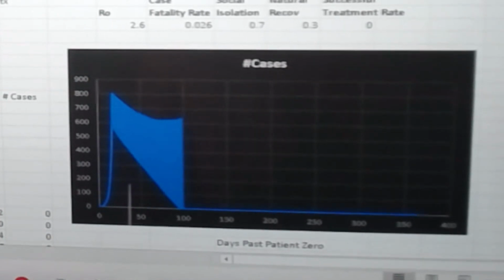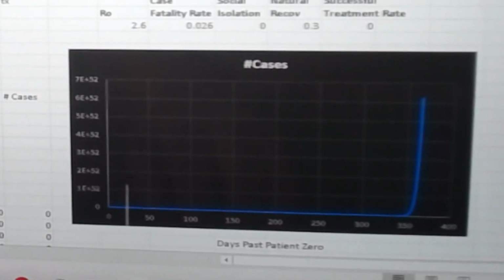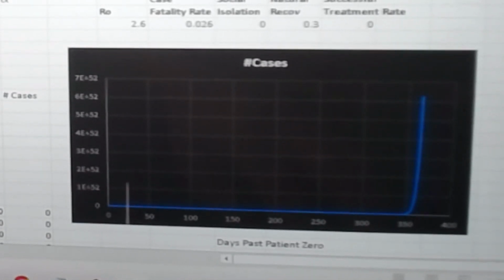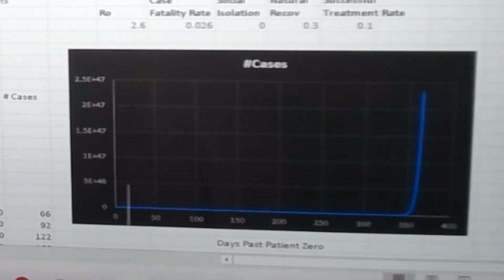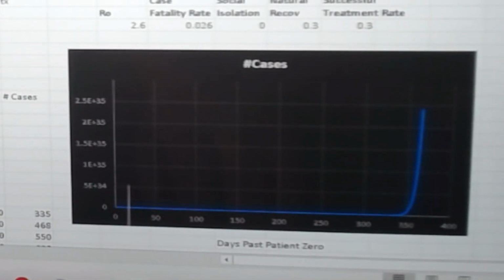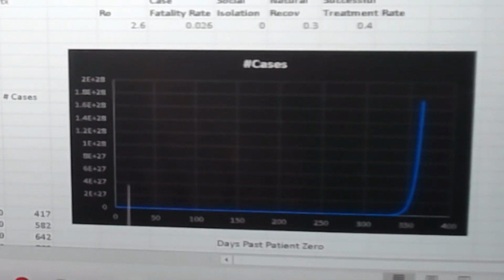So let's put social isolation down to 0, because there's a contrast in terms of treatment. I'm not going to change the rate of recovery. I'm just going to ask, what happens if we have a virus like this and a treatment that's only 10% effective? Not much. It didn't change much at all. How about one that is 0.2, or 20% effective? Not much at all. How about 0.3, 30% effective? Not much at all. We're still seeing a massive outbreak. 40%, not much at all. But there's a slowdown, just like with the social isolation.